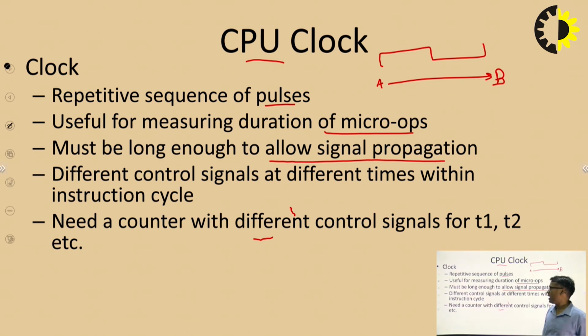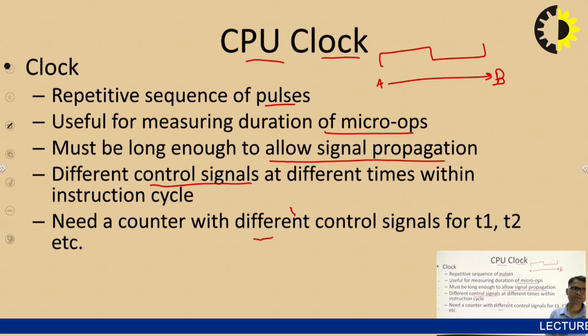Okay, different control signals at different times within the instruction set. Now, the CPU clock plays a very important role because the control unit generates control signals, and the control signals basically enable a particular set of micro operations. So different control signals are generated at different times to execute the instruction set. So how will we do that?